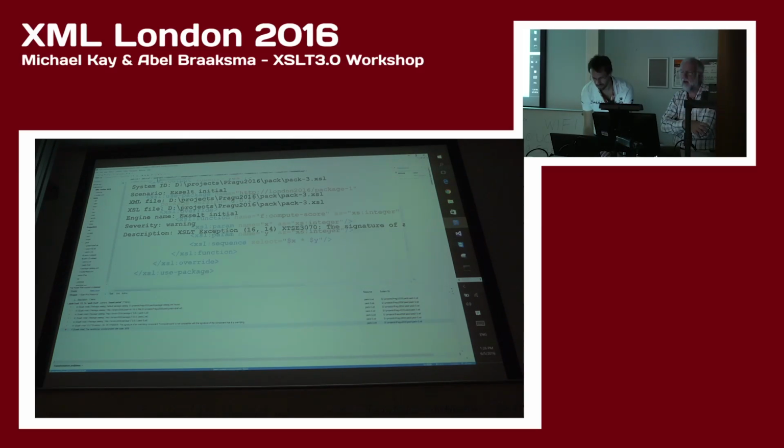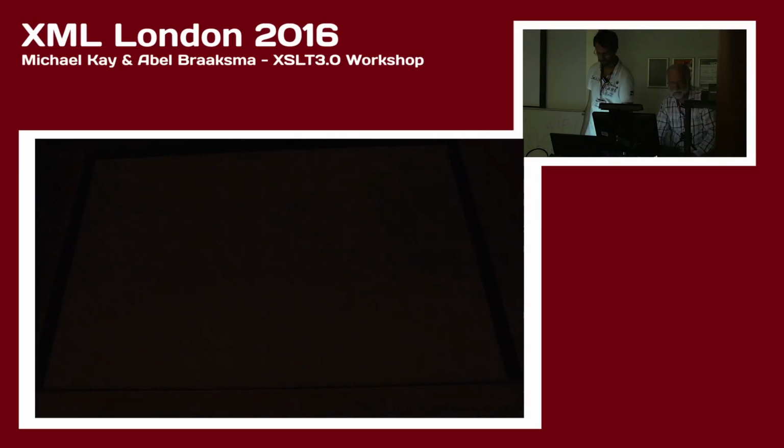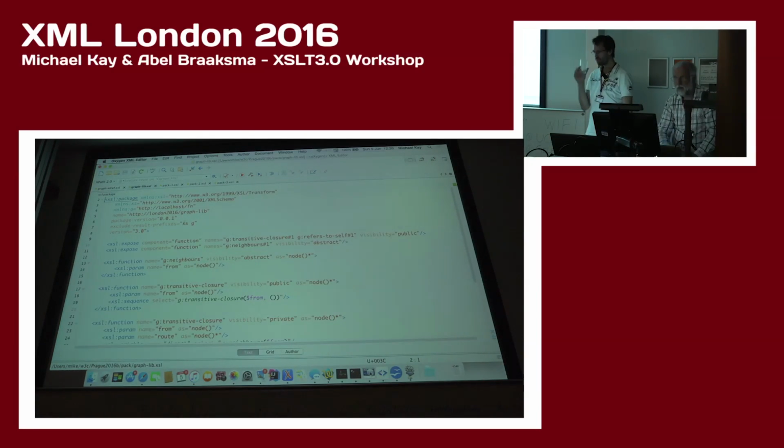So I'd like to move on to an example that does something a little bit more realistic, where you might actually want to have a library and do some overriding. And this is the one I haven't shown Abel yet, so it's going to be interesting. Switch over to me. Yep. So this is the problem, which is actually a problem that comes from my XSLT book, which says, how do you work out whether a graph has cycles?